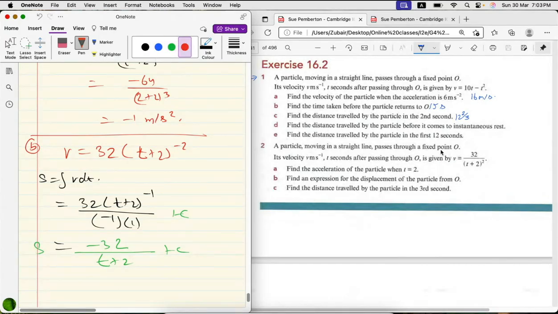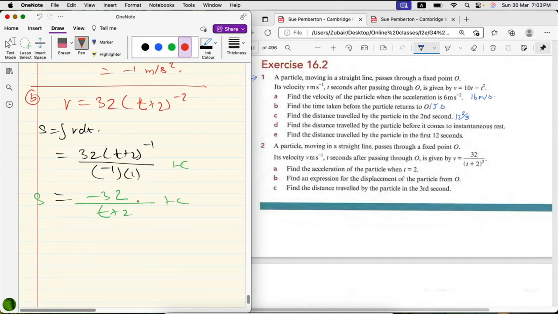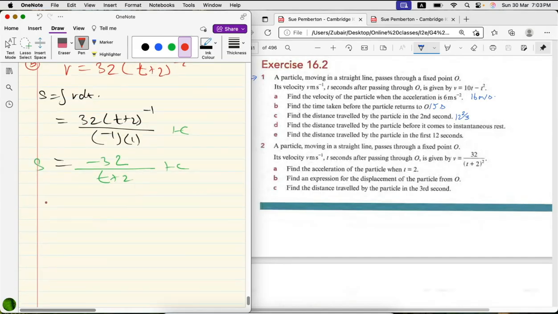Particle moving in a straight line passes fixed point O. So at time 0, displacement is 0: minus 32 by 2 plus c. 32 by 2 is 16, goes on the other side, positive 16 is equal to c. So displacement is minus 32 over (t plus 2) plus 16.